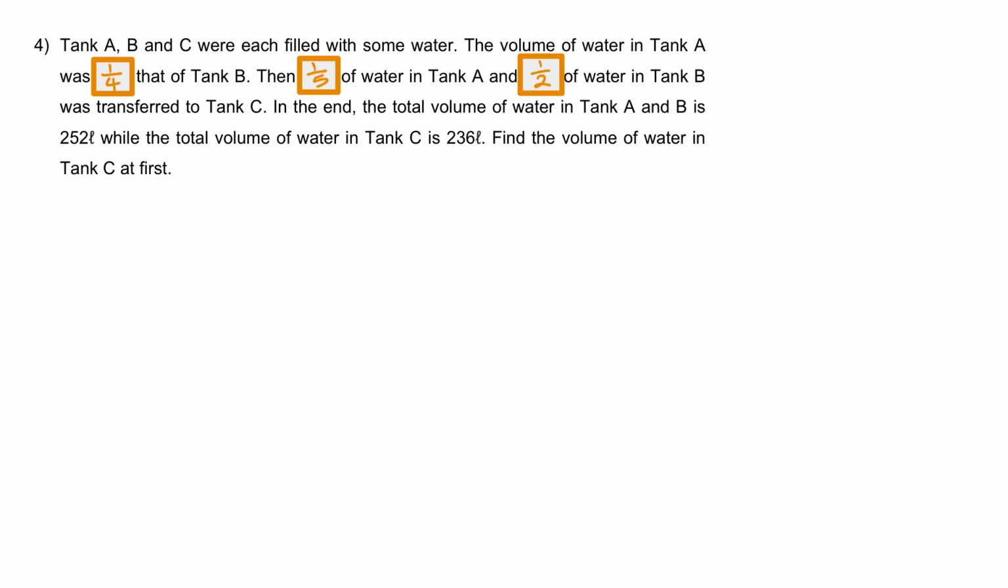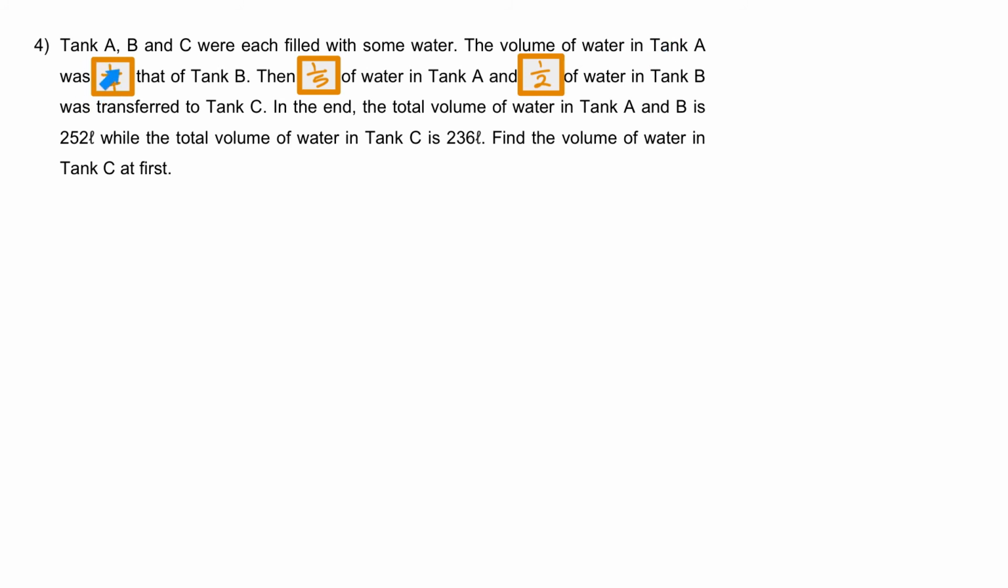Okay, so now we can read the question again. At the first sentence, each tank has some water inside, so we can move on. Then the next one: the volume of water in tank A was a quarter that of tank B, which means tank B is 4 units, tank A is 1 unit.